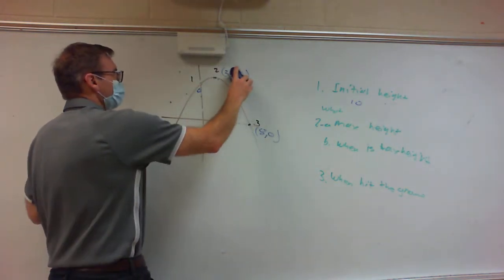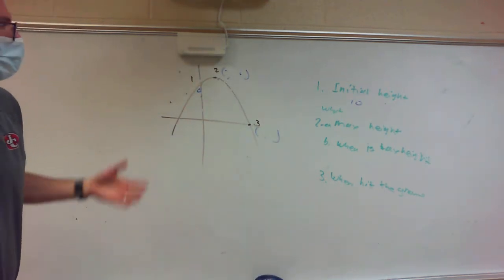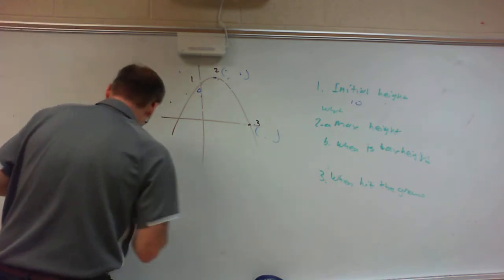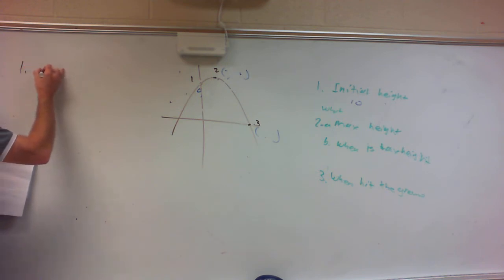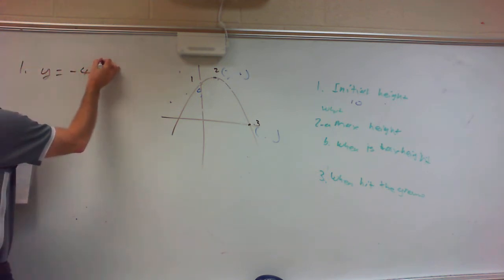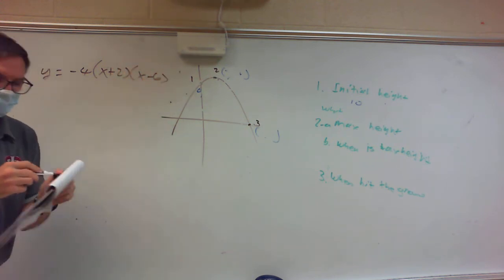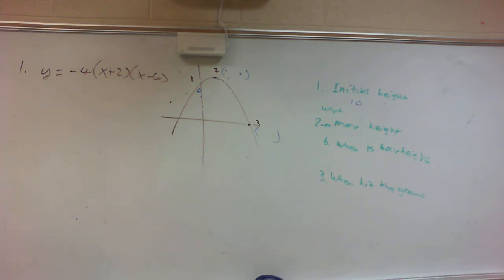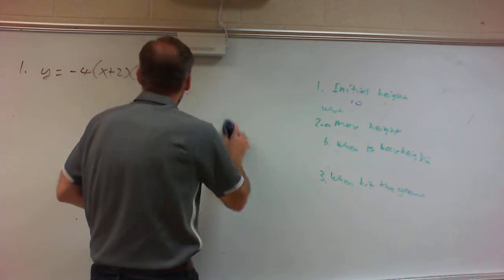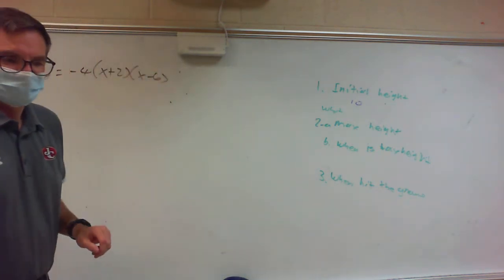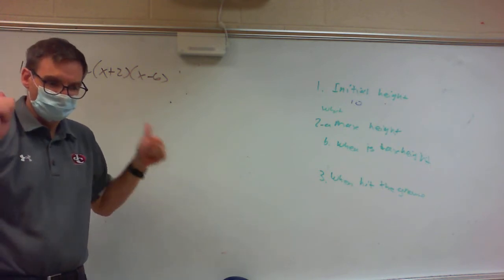So first, I'm going to erase these numbers because these numbers aren't with what I currently have. So example 1. Example 1 is I'm going to give you y is equal to negative 4 times (x plus 2) times (x minus 6). So everybody write that down. I need to go ahead and erase this picture because I don't need it. I'm going to have to draw this one. All right. So has everybody written this down? I'm writing it down. Okay. So everybody write it down. All right.